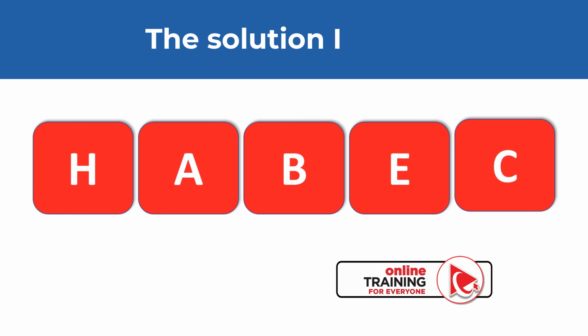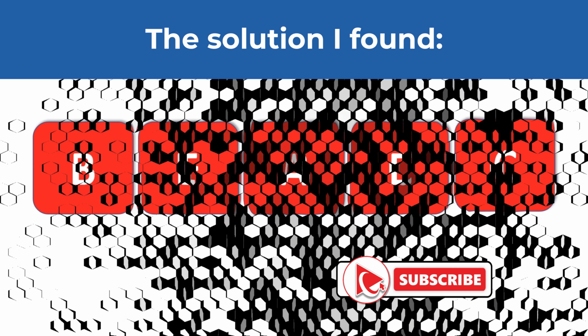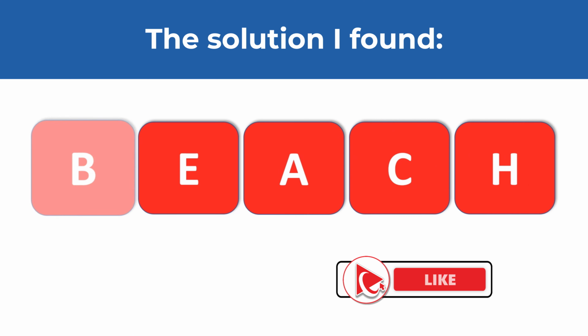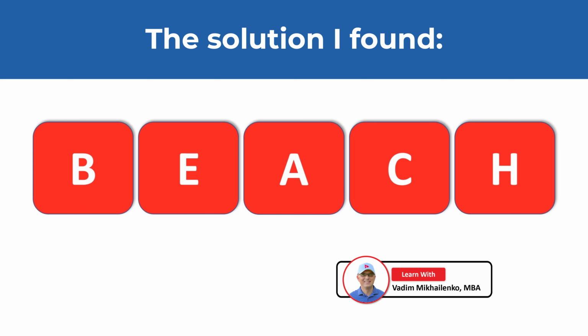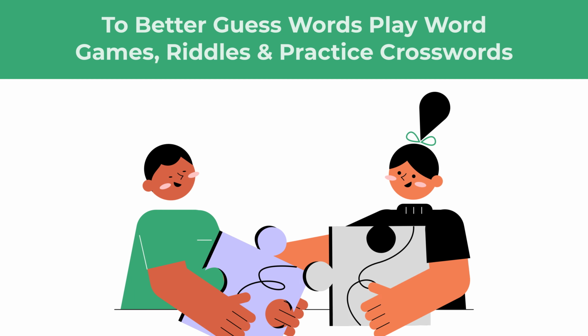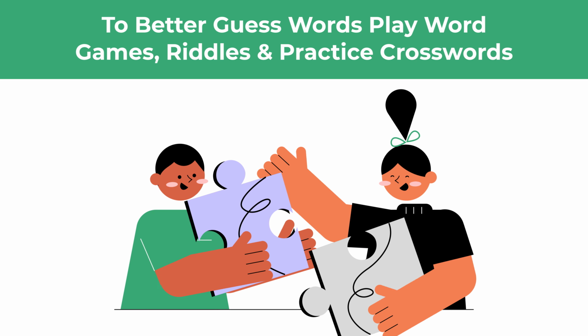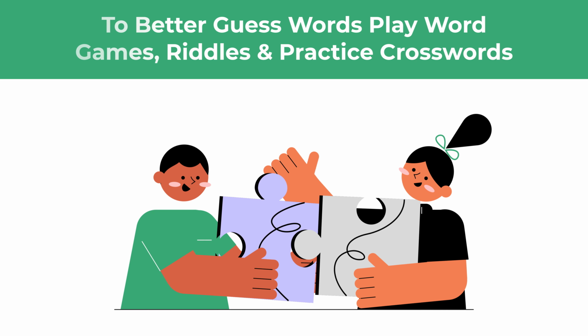The solution I found is the word beach. Let me spell it for you. B-E-A-C-H. Do you see any other solutions? Make sure to post them in comments. And if you'd like to improve your ability to guess the words, you can play word games, read a lot, and practice crosswords and puzzles.